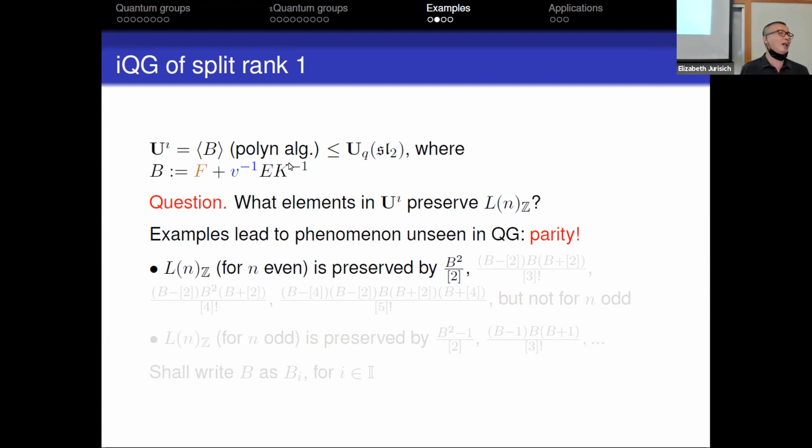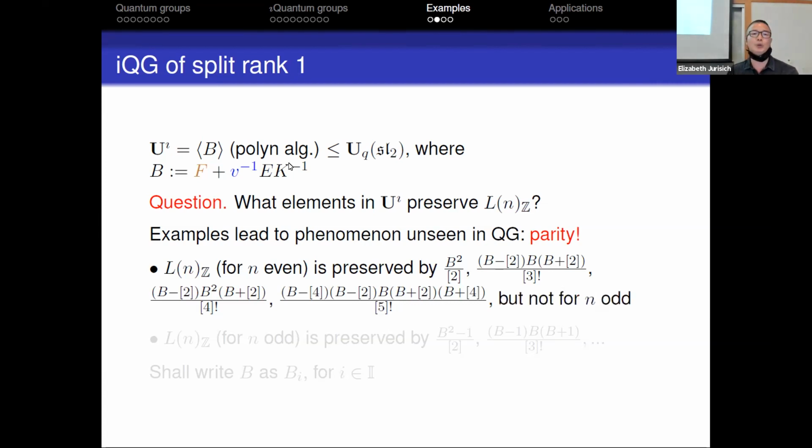But if you check for odd n, this is not true. It's not preserved. And then you try the next one, the cubic power. It turns out by fooling around, you get something like this: B minus quantum 2 times B times B plus quantum 2, over 3 factorial. And the next one, you multiply B in the middle, divide by 4 factorial. The next one, you remove that middle B, add a B, 2 factor B plus quantum 4, B minus quantum 4 on the side. You see the pattern. The pattern is very clear and allows you to define a general formula as.